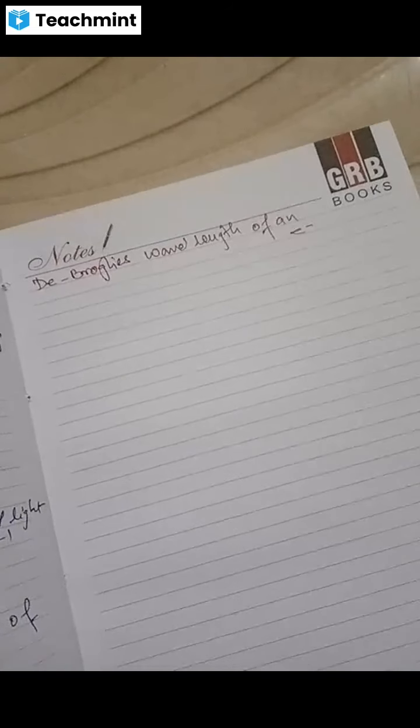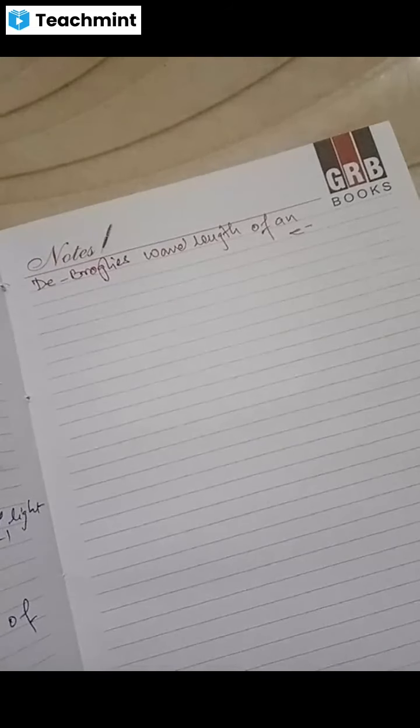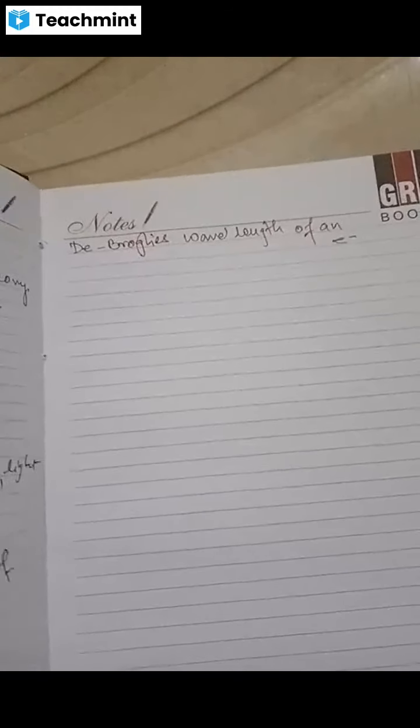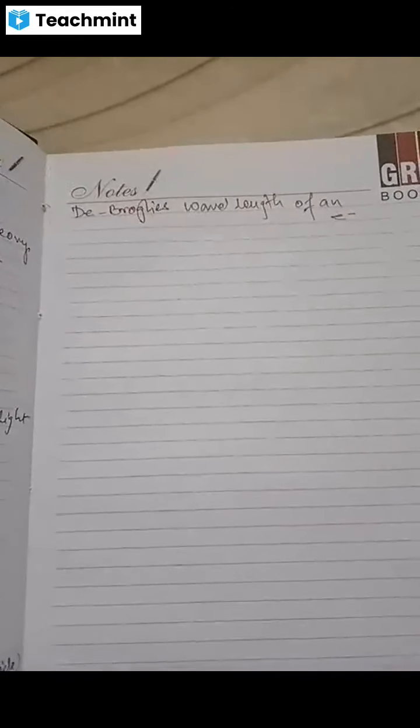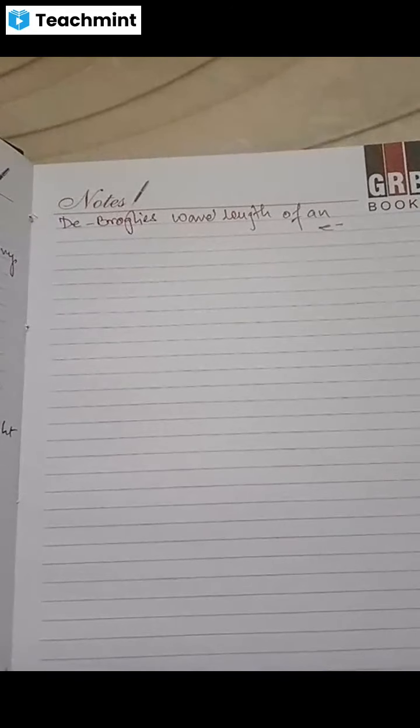Okay. So de Broglie's wavelength of an electron. The next topic it is. What is de Broglie's wavelength? Firstly, Louis de Broglie was a person who simply suggested to us that radiation possesses two different types of character.